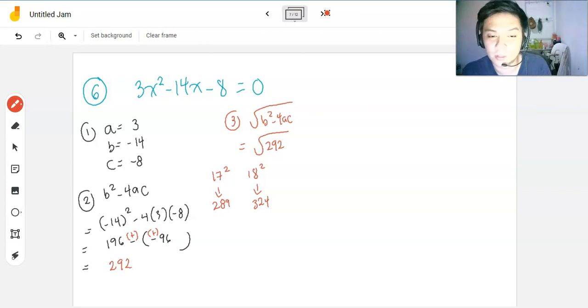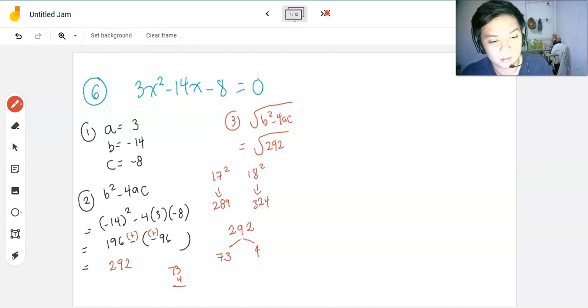Pero, let's do something to simplify square root of 292. So, ang gagawin ko, mag-factor tayo. Definitely divisible yan by 4, ano? Kasi 92 is divisible by 4, the last 2 digits. So, divisible yan by 4. Anong 292 divided by 4? 73. Tama ba? So, 73 times 4.